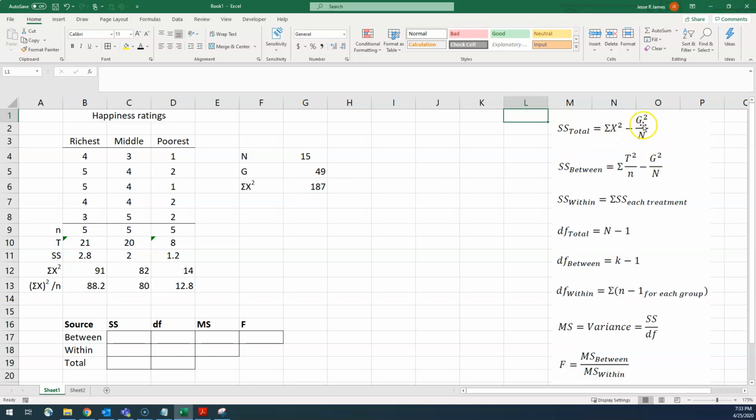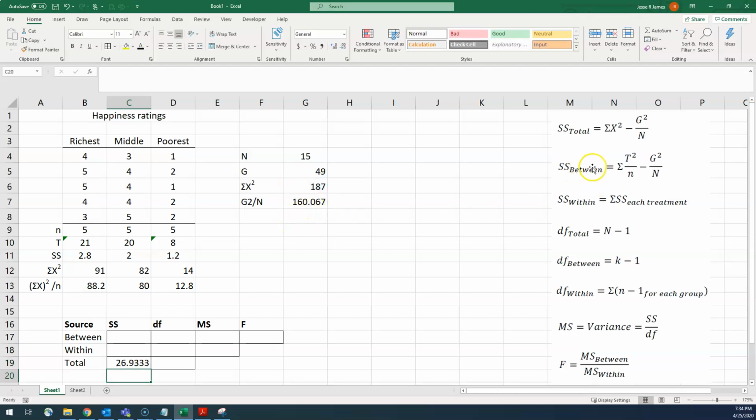And since I need this G squared over n for both of these kinds of sum of squares, I'm just going to put that here. I'm just going to put G squared over n and figure out what that is. And that should equal G times itself divided by n. There we go, 160. So now I can just come down here to the sum of squares total and write that this equals the sum of x squared minus this G squared over n.